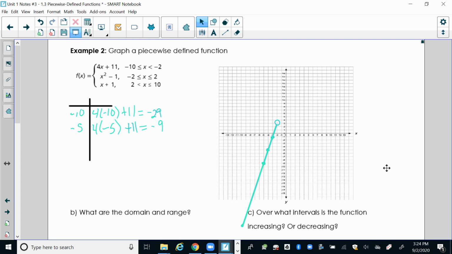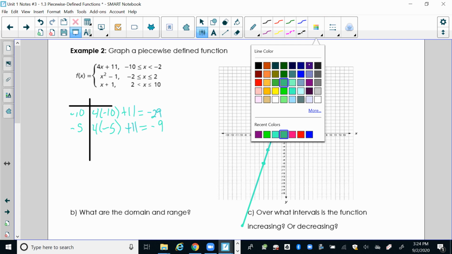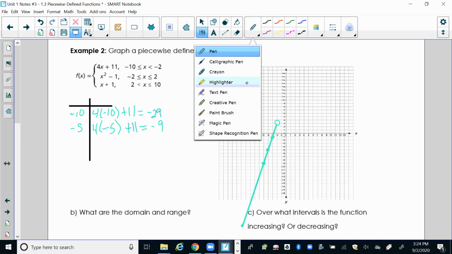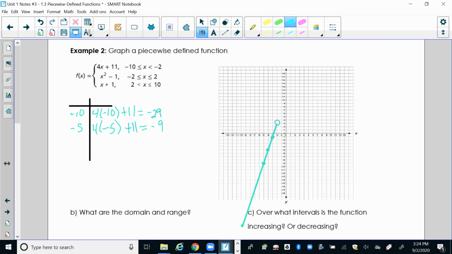So now we're going to sketch the graph of y equals x squared minus 1 for the values of x between -2 and 2. So this graph is a quadratic that's been shifted down 1. So I don't need a table of values for that. We just had a lesson on parent functions. x squared is a parent function. I know that function inside and out.